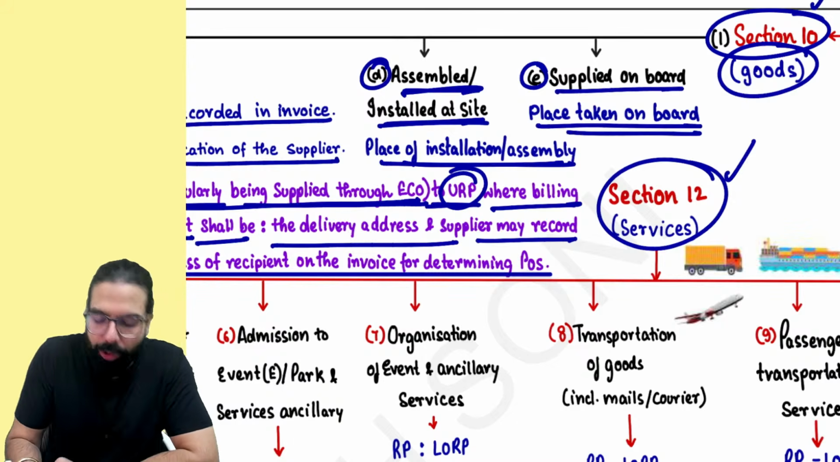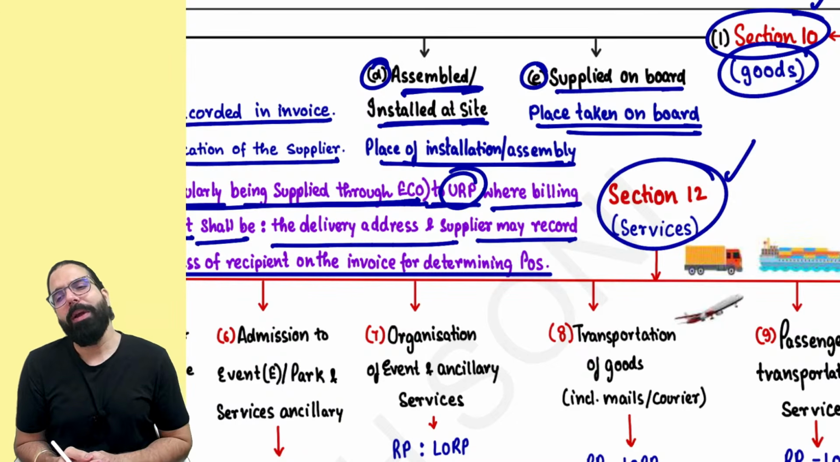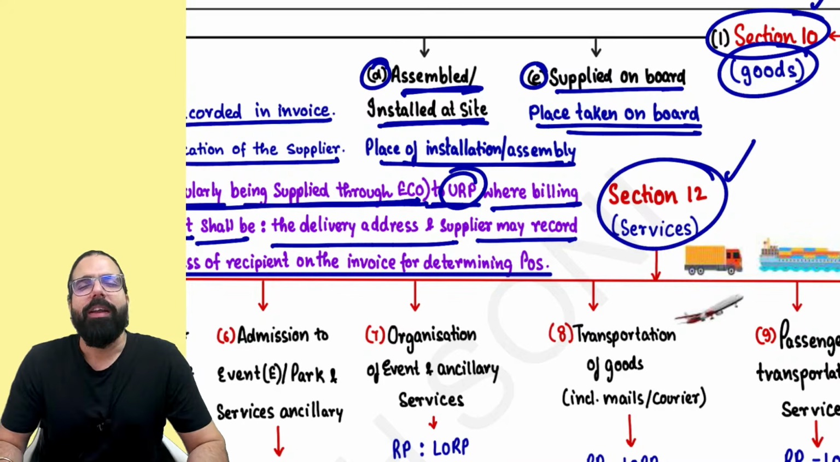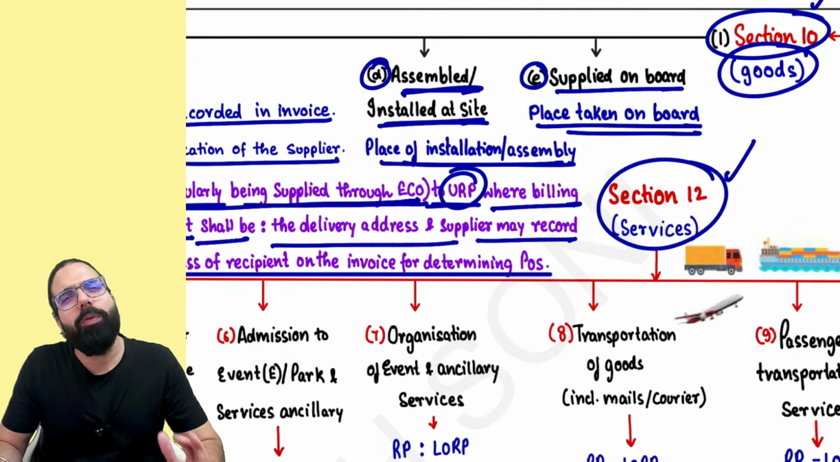Goods supplied on board is always where it is taken on board. What do you mean by goods supplied on board, everyone? On board means if you are going in a train, plane, etc., and some goods are being supplied, what will be the place of supply?